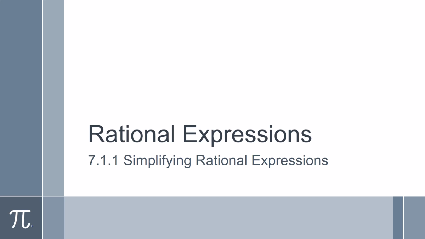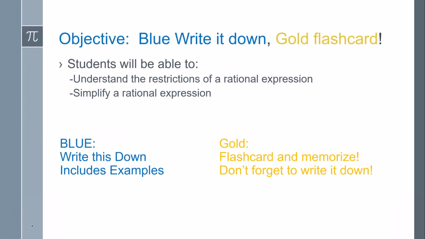All right, new chapter. We're going to be in rational expressions this time. So this is 7.11. We're going to be simplifying rational expressions. We're going to understand the restrictions of a rational expression and simplify the different types of expressions.